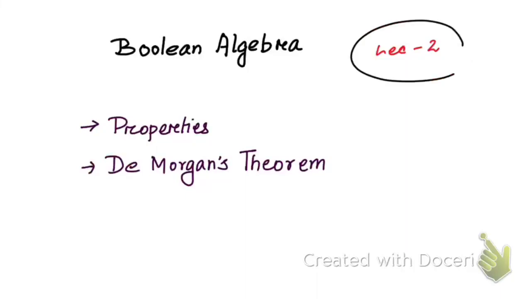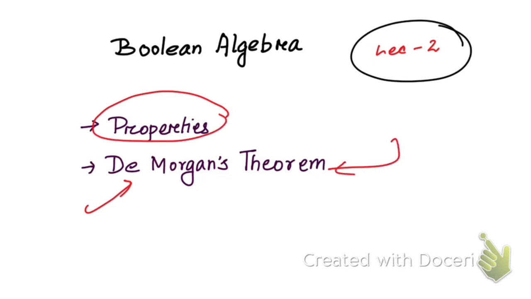Hello friends, welcome to lecture number 2, and here we are going to discuss De Morgan's theorem. Before that, we must know some properties of Boolean algebra. So first I'm going to give you the properties, then we're going to prove De Morgan's theorem. This is a very important topic of Boolean algebra.